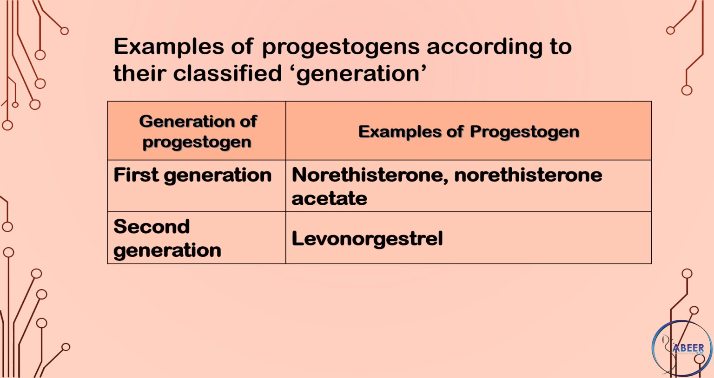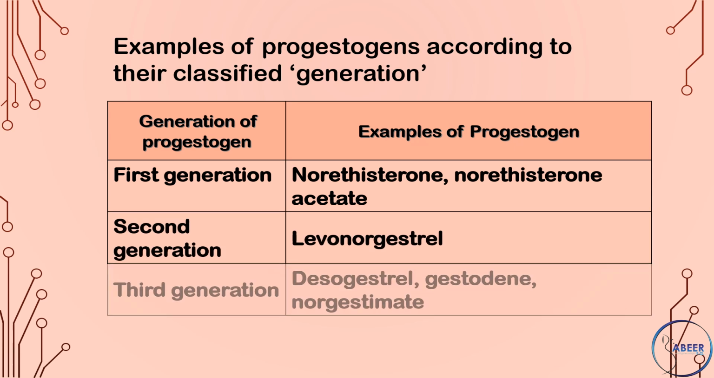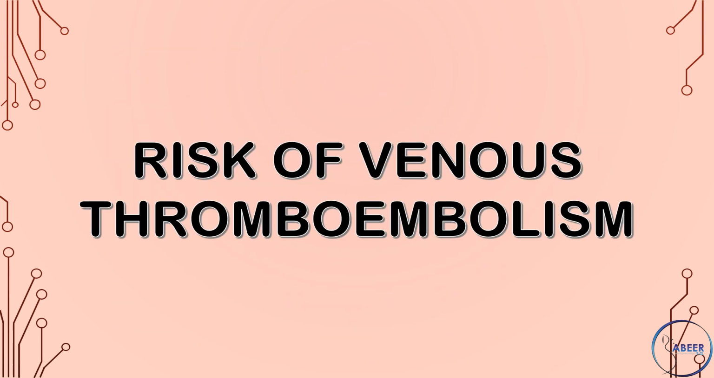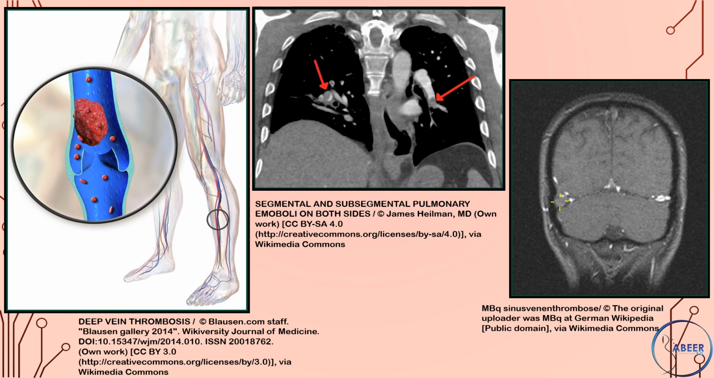Second generation: levonorgestrel. Third generation: desogestrel, gestodene, and norgestimate. Fourth generation: drospirenone, dienogest, and nomegestrol acetate. Risk of venous thromboembolism. The term venous thromboembolism or VTE includes deep vein thrombosis or DVT, pulmonary embolism, and cerebral venous sinus thrombosis.